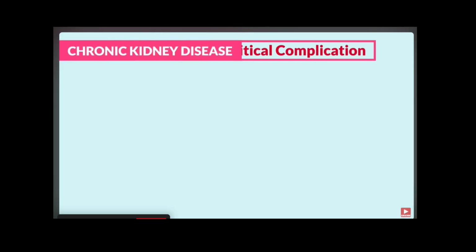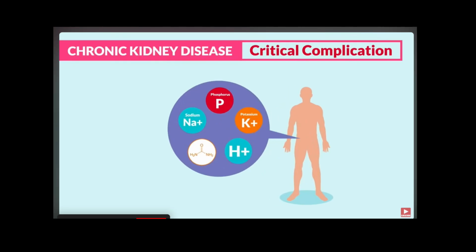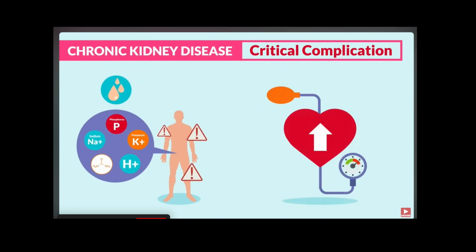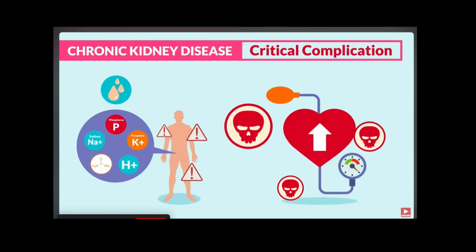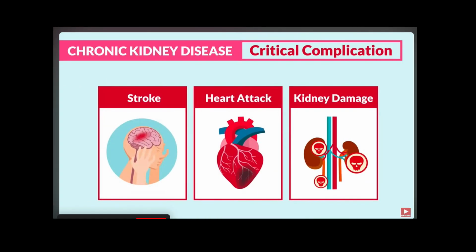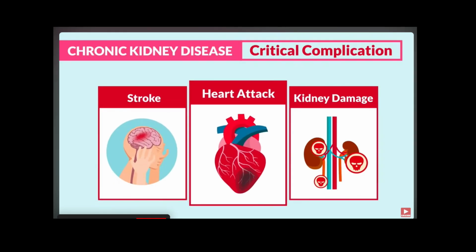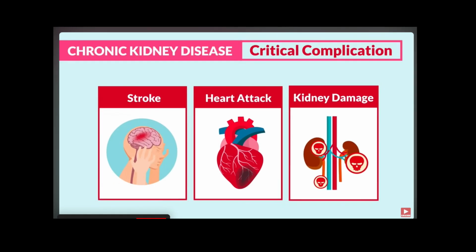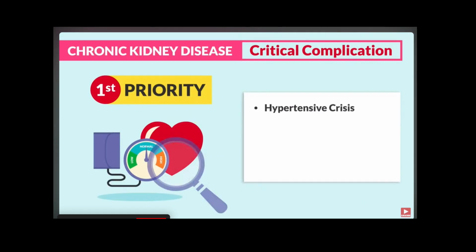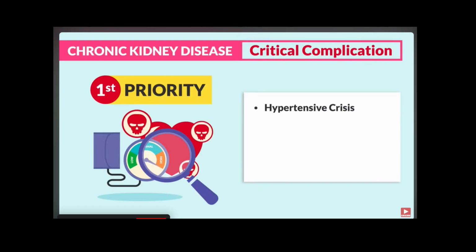Another highly tested area is the critical complications. So just think all this excess fluid and electrolytes are trapped inside the body and can cause dangerously high blood pressure from all that fluid volume overload. Now, dangerously high blood pressure can lead to strokes, heart attacks, and even further kidney damage from that high tension on all the organs. So the first priority is to monitor for hypertensive crisis.